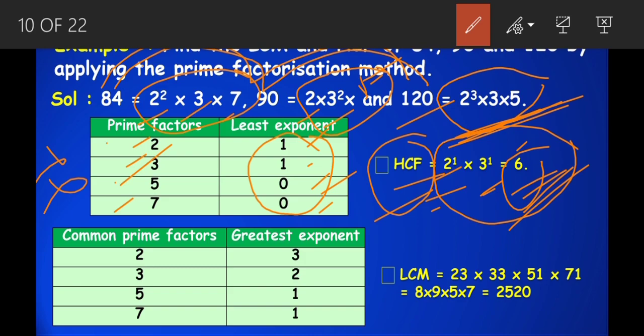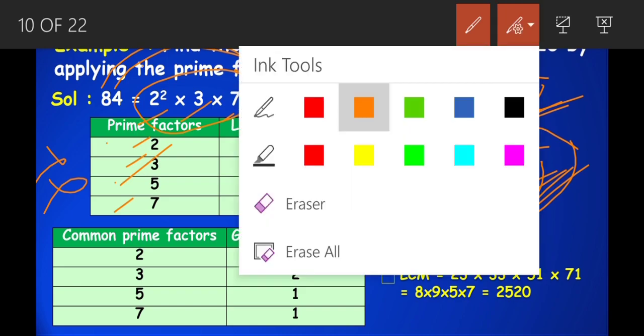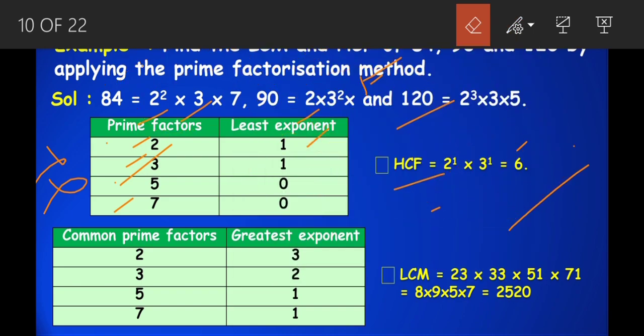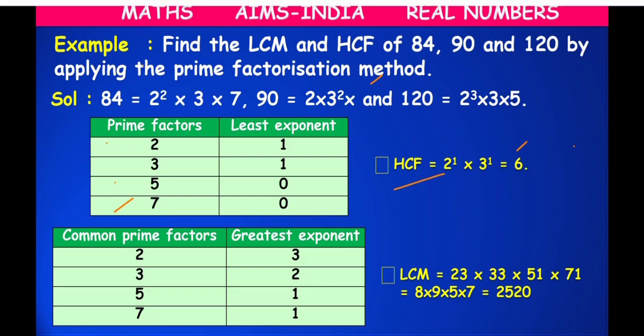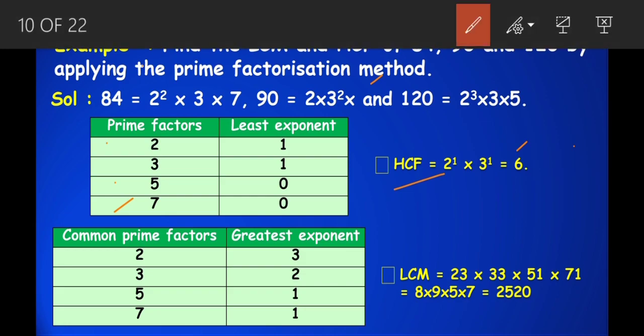So we have to count the least exponent first. With those least exponents, we have to frame a product of prime numbers with the least exponents. We have to frame one number, and that number will act like the HCF or GCD of the given numbers. For finding LCM, what do we have to do? For finding LCM, in the same way, in the expansion of all numbers, we have to take the greatest exponent.